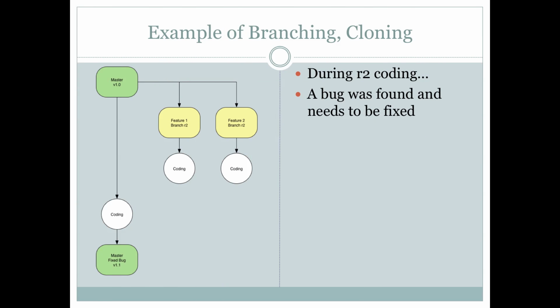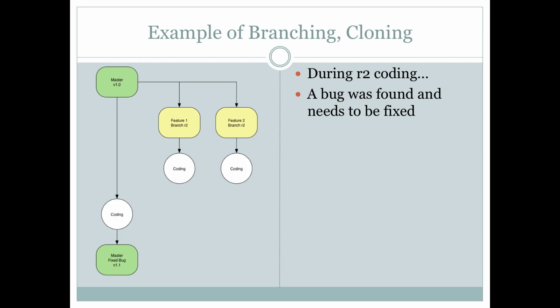Moving down the diagram, the original team working on feature set 1 already has the code, so they can go ahead and just do a branch and start coding on it. But our second team, the new resources working on feature set 2, don't have the code. So they're going to have to clone the code. They're going to clone the master, create the branch, and then they can begin coding on feature set 2.